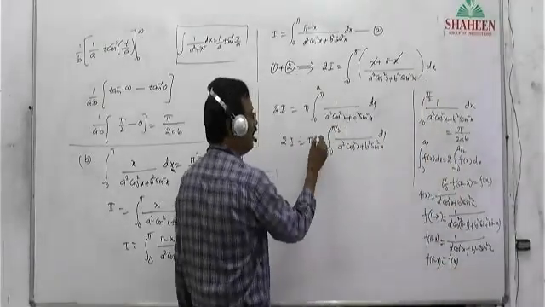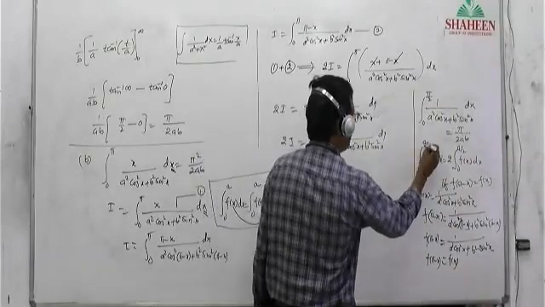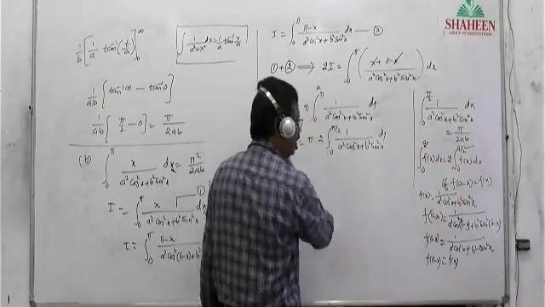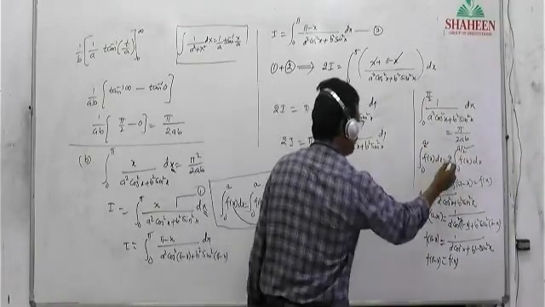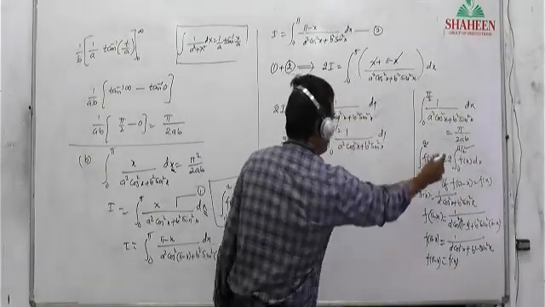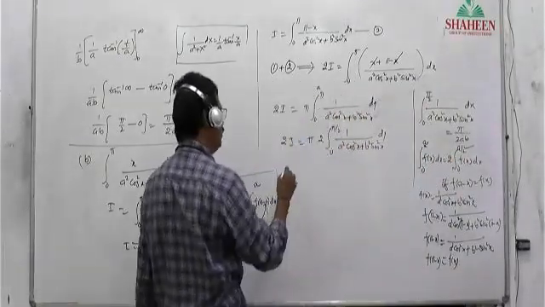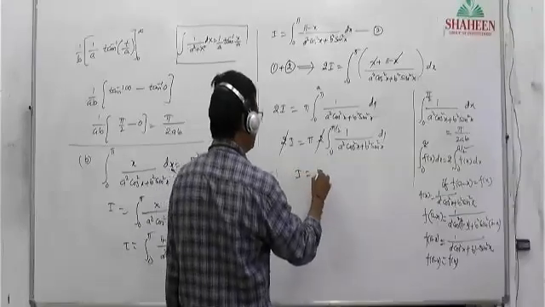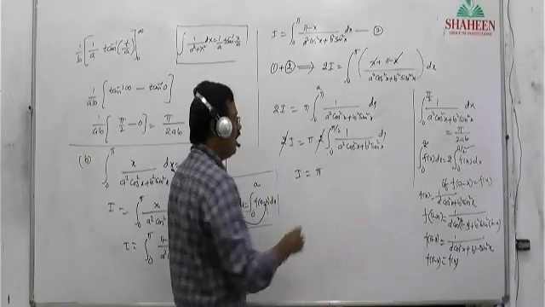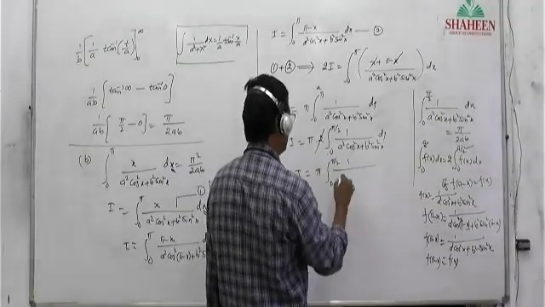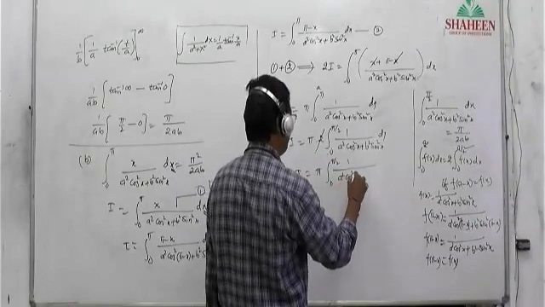2 times the integral from 0 to a by 2; here there is a pi, so pi by 2. Same f(x). Now we can cancel the 2. I is equal to pi times what? What about this integral? Can anybody say? If you have a doubt, you can ask me.